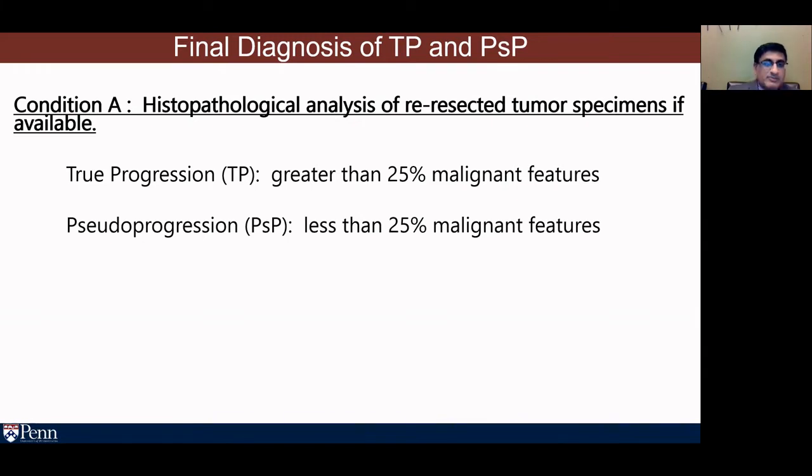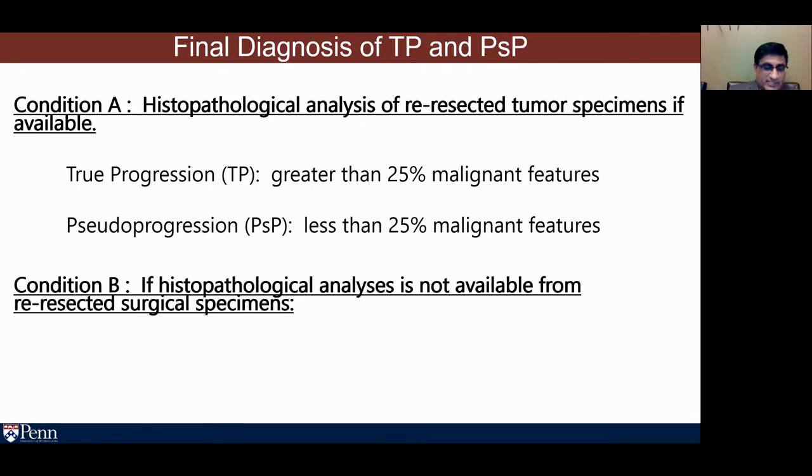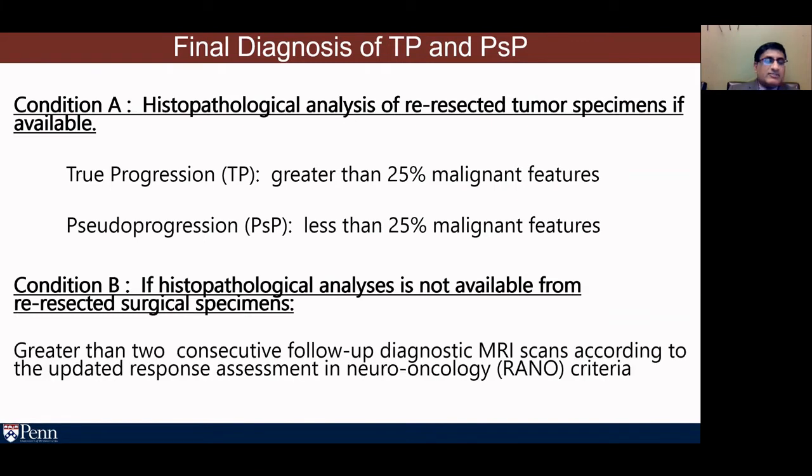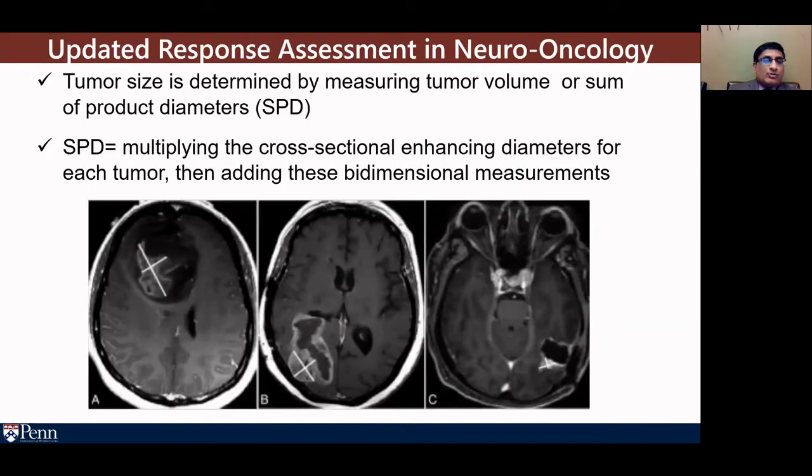But most of the time, patients don't undergo any repeat surgery. So in that case, we use conventional diagnostic MRI scans, especially two consecutive follow-up diagnostic MRI scans, and then we use the updated Response Assessment in Neuro-Oncology criteria to determine the final diagnosis, whether a particular lesion is TP or PSP. So how do we do that?